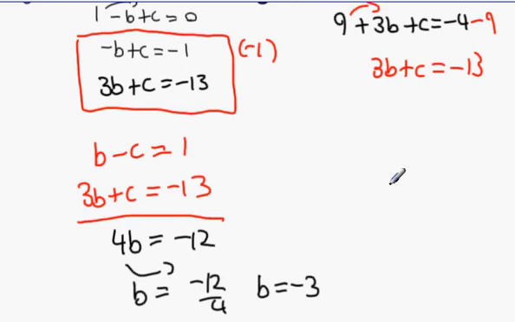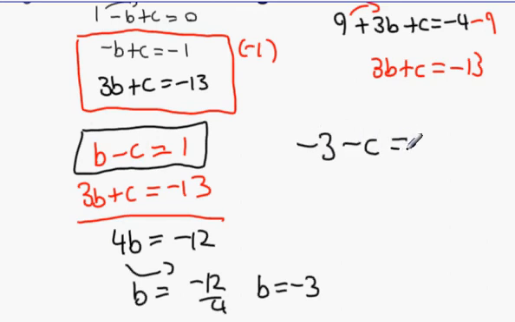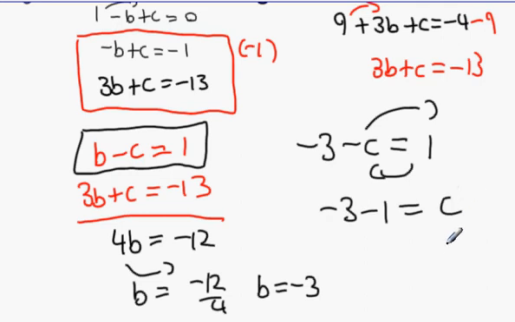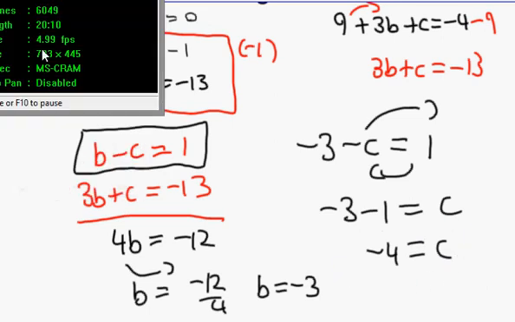Okay. Now, what we learned earlier is that b minus c is 1. -3 minus c equals 1. Bring the c over this side and the 1 over this side, and we get minus 3 minus 1 equals c. C therefore is minus 4. B is minus 3, C is minus 4. Okay guys.